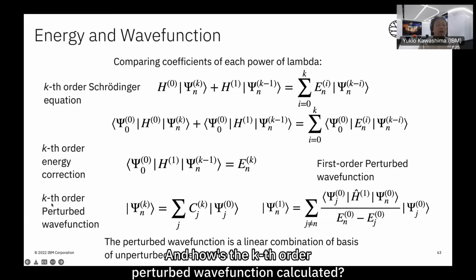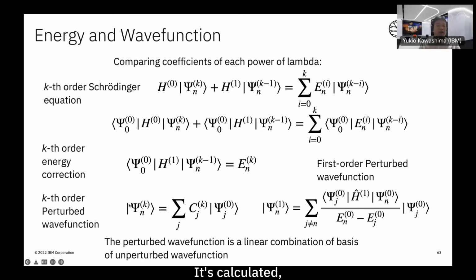And how is the kth order wave function calculated? The perturbed wave function here is actually a linear combination in the basis of the unperturbed wave functions. So it's a linear combination of the zeroth order wave functions. And by the way, if you calculate, you can get the first order perturbed wave function, which is like this.